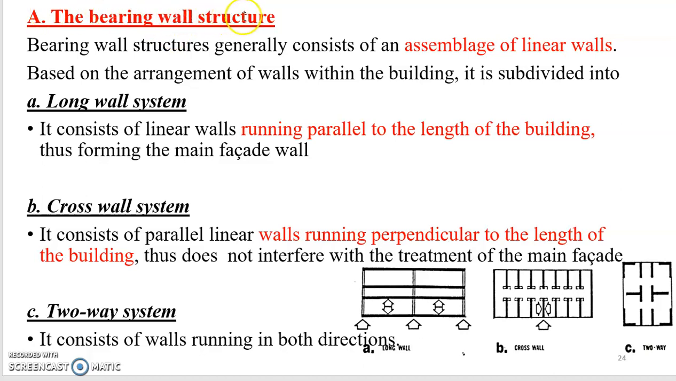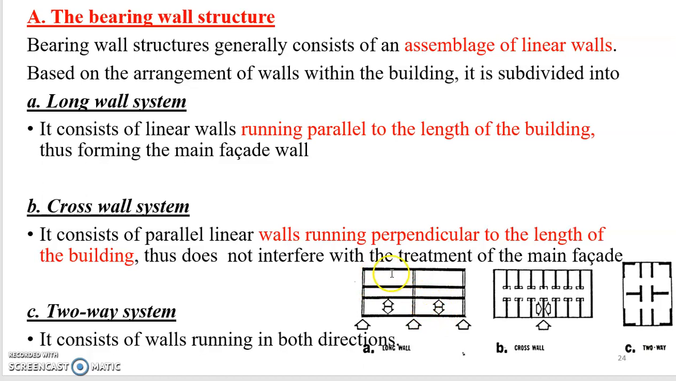First one, the bearing wall structure. The bearing wall structure generally consists of an assemblage of linear walls. So it is again divided into two. First one, long wall system. Second one, cross wall system. So what do you mean by this long wall system? The long wall system can be understood better by seeing this picture.